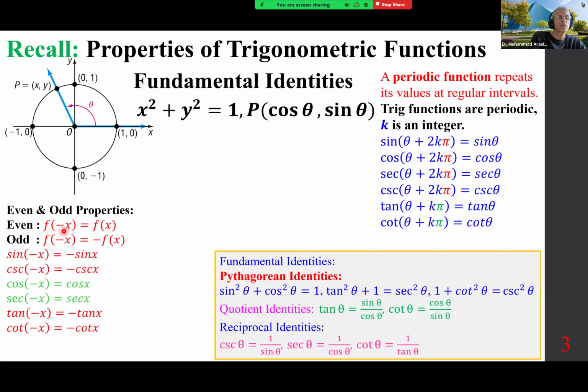An even function means f of minus x equals f of x. An odd function means f of minus x equals minus f of x. Every trigonometric function is odd except cosine and therefore secant.